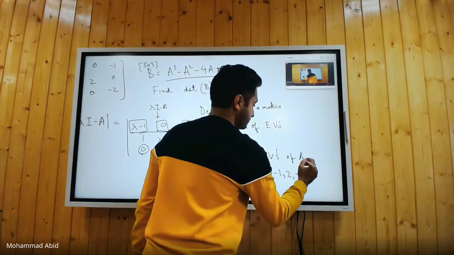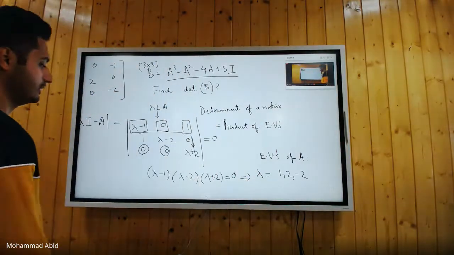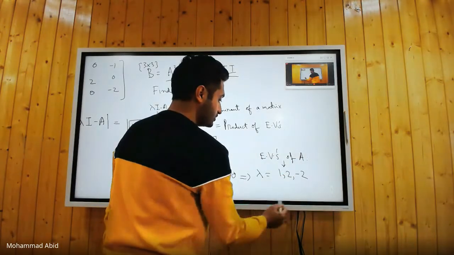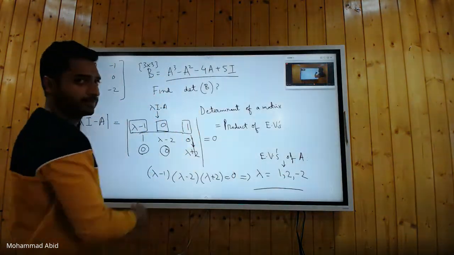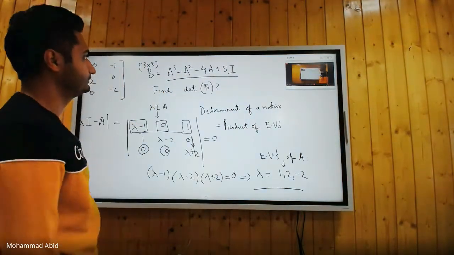These are the eigenvalues, sir, 1, 2, minus 2. Sorry? Yeah, 1, 2, minus 1. Thank you. This is 1, 2, and minus 2. These are the eigenvalues of A. And we will use this information to evaluate eigenvalues of B, because A and B are related by this expression.